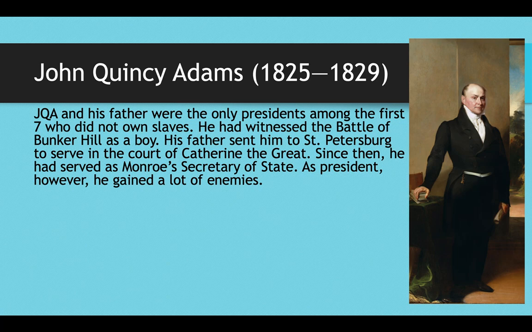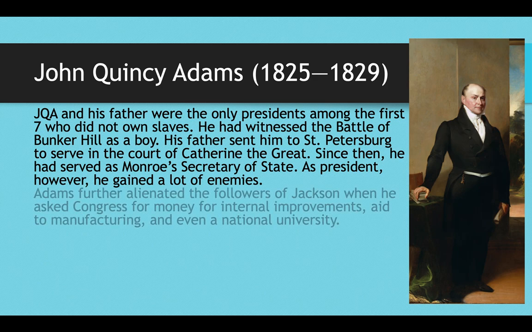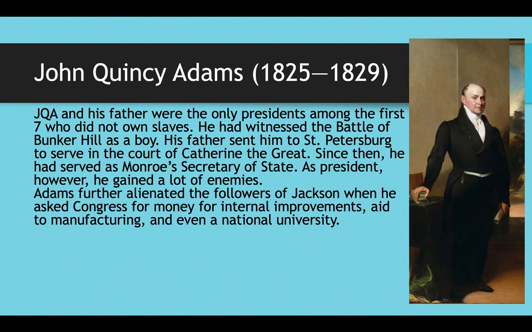As president, however, he gained a lot of enemies, largely because he started out the presidency with a lot of the voters thinking that he didn't belong there, that he had kind of stolen the election. Adams further alienated the followers of Jackson when he tried to increase government spending and increase the power of the federal government. He asked Congress for money in order to fund internal improvements, roads and railways and things like that. He also wanted congressional money to aid in manufacturing and even establish a national university.